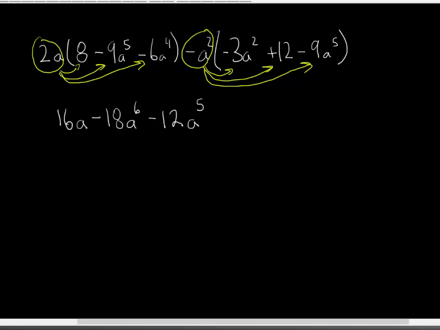Now distribute the negative a squared. Negative times negative makes positive, so that's positive 3 a squared times a squared, a to the 4th. Negative times positive makes negative, so that's minus 12 a squared. Negative times negative makes positive, so that's 9 a squared times a to the 5th is a to the 7th.